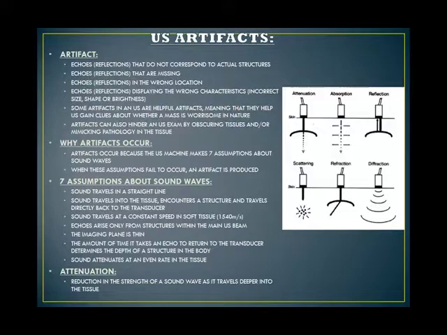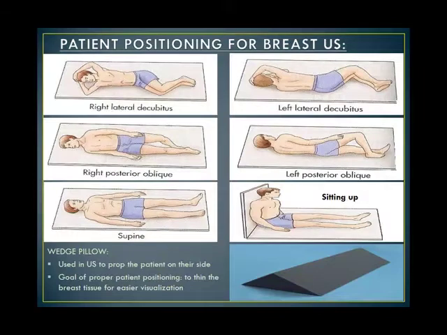So when it says right lateral decubitus, it means the right part of the patient is touching the bed. And then when it's left posterior oblique, the left side is on the bed. Okay, so whichever side is touching the bed is what we call it.